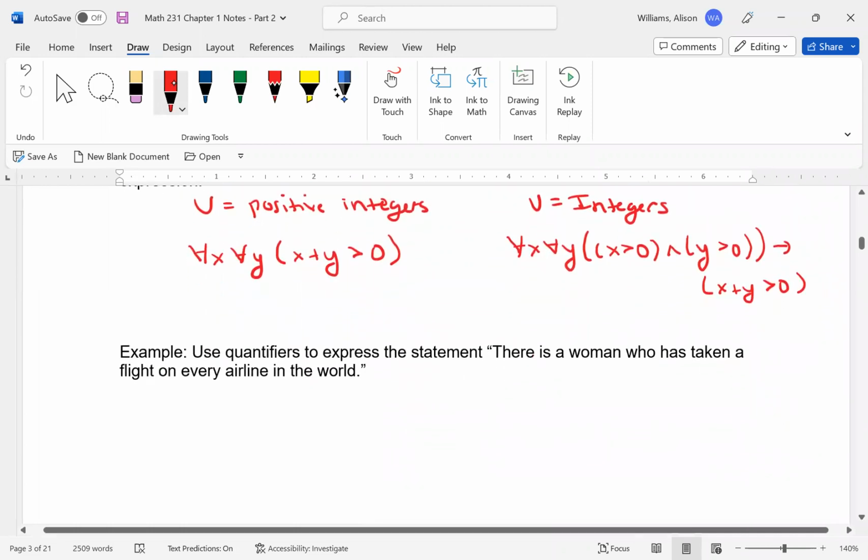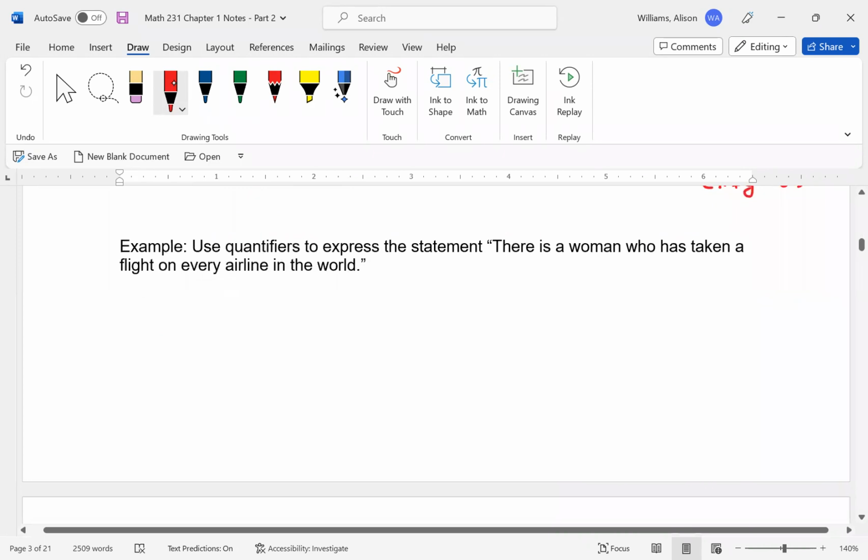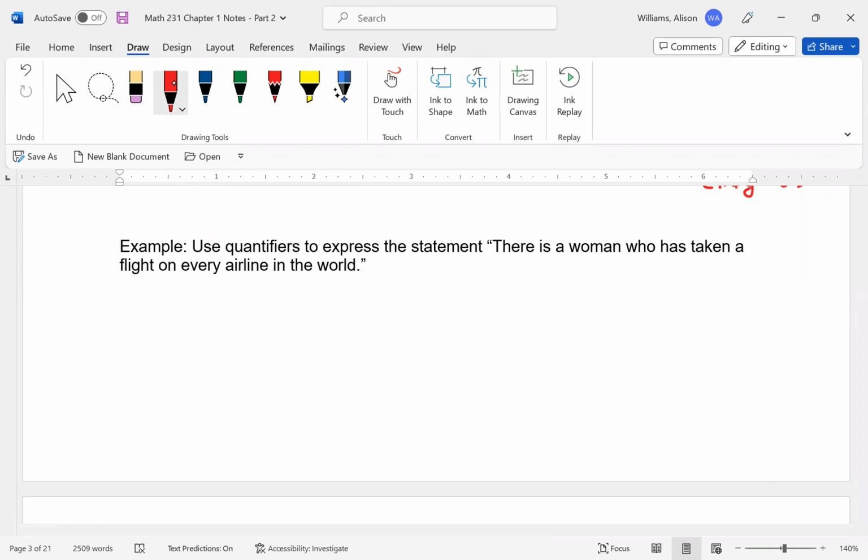So now they ask us to use quantifiers, and we're going to do another translation, but this time let's use the propositional language, okay? So there's a woman who has taken a flight on every airline in the world. First of all, we need to talk about the domain here and what we're referring to. So we have a woman, so we have W, and the domain for W, let's go ahead and say it's all women.